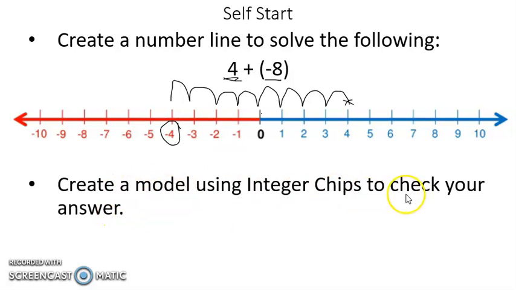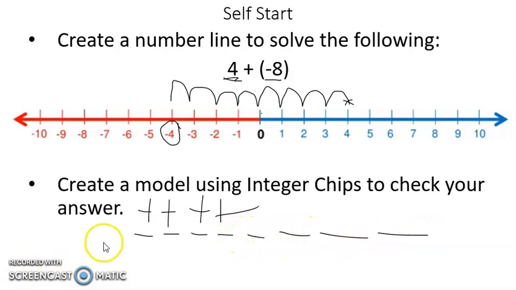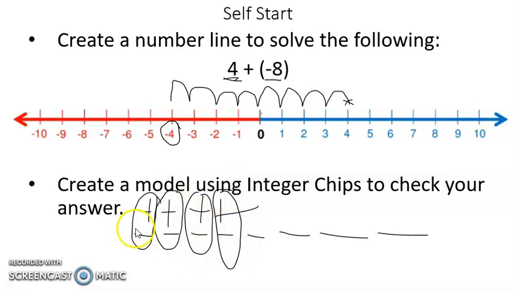Now it says create a model using integer chips to check your answer. Oh, we're going to get so much practice with this whole drawing thing on the computer. I draw 1, 2, 3, 4. There's my 4 positives. That one's a little squonkus, but it's 4 positives. 4 negative, 8 negatives. 1, 2, 3, 4, 5, 6, 7, 8. Those are really squonkus. Here's a 0 pair. A positive and negative make a 0 pair. How many 0 pairs do I have? 4. What's left? That's my answer. -1, -2, -3, -4. Both ways, my answer is -4.